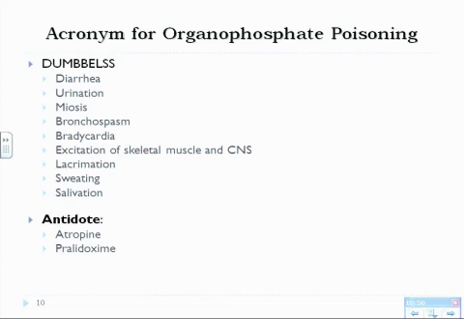The antidote for these kinds of situations is atropine or pralidoxime. That's what's usually used by the military. Atropine is not as effective at breaking down the phosphorylated compound; pralidoxime is actually more effective.